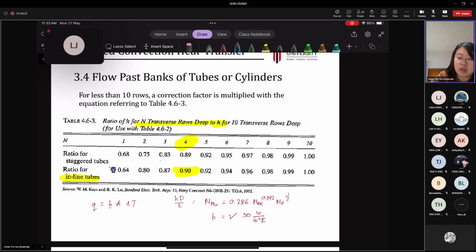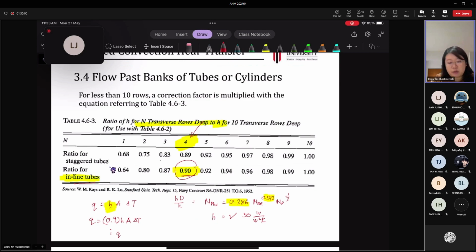Now, the C and M value that you apply only applies for 10 transverse rows deep for inline arrangement, but we have only 4. Then some modification has to be done on this h value. For 4 rows in an inline arrangement, the correction factor will be 0.9. So we multiply your h by 0.9, then multiply by area, then multiply by the temperature difference. Then you can proceed to find out the rate of heat transfer. Okay, all right, so that's how you can do it.